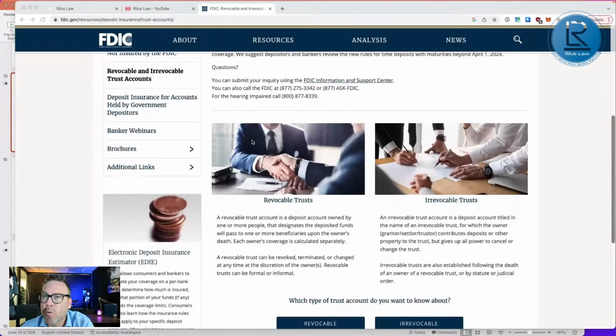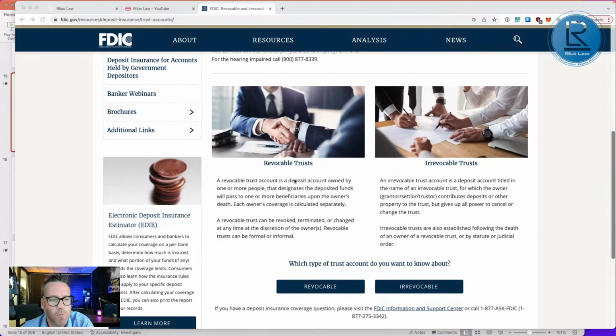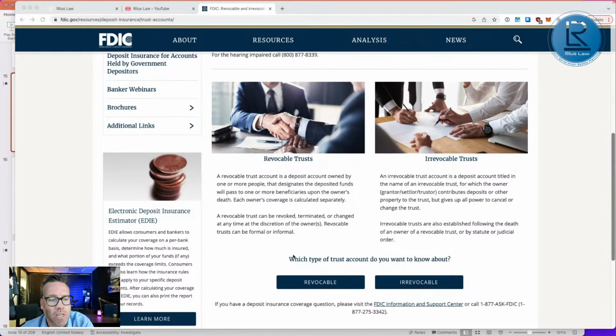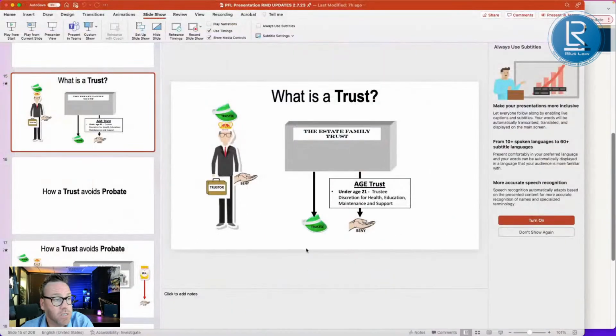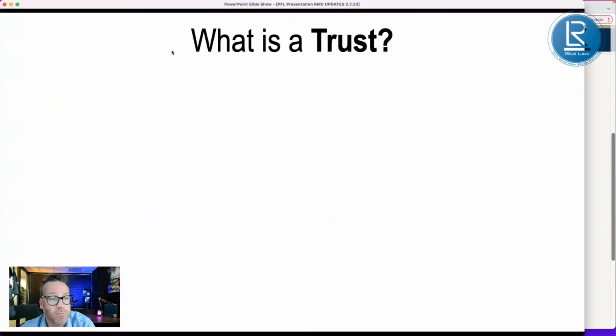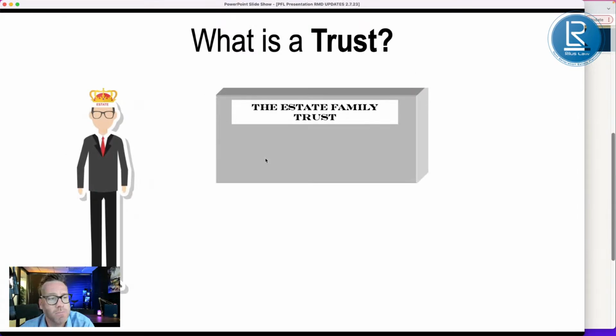Revocable trust. Let's start with revocable trust. This is the main type of trust that most people do for estate planning purposes. And before we get into this, let's go over some of the basics. So what is a trust? It's a legal document.